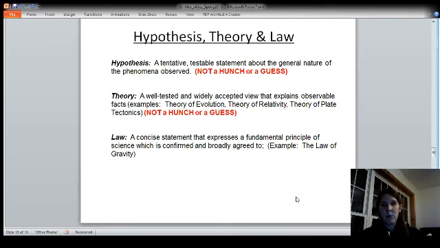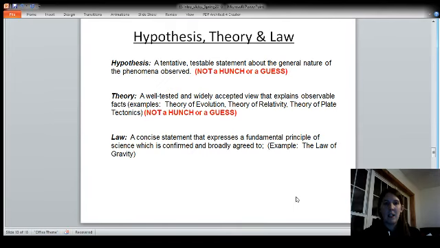What is a hypothesis, you ask? I'm sure you didn't, but you're going to learn. A hypothesis is a tentative, testable statement about the general nature of the phenomena observed. It is not a hunch and it is not a guess. Okay, it has to be testable. You have to be able to go out and conduct an experiment to determine if it is plausible or not.